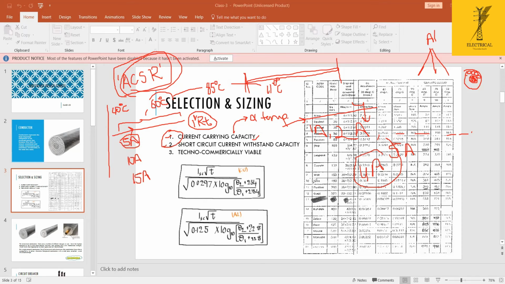The sizing of the conductor will be done with 2 things. One is the current carrying capacity, other one is the short circuit withstand capacity. So now let's talk about the current carrying capacity.